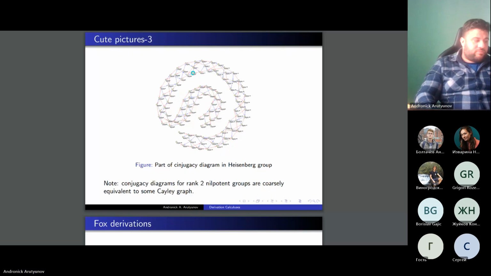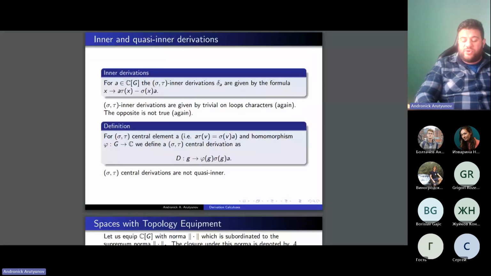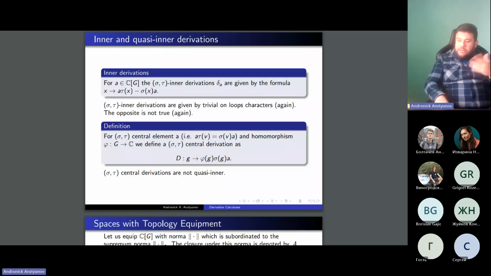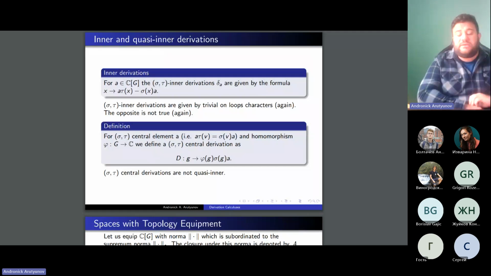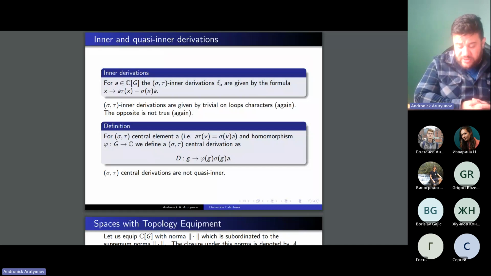Then, of course, you have the class of inner derivations, but they are not inner derivations in the common sense. They are sigma-tau inner derivations, also twisted. And also there are some quasi-inner derivations that are not inner, but a more interesting example, I think, is of non-inner, non-quasi-inner derivations. This example also works for common Leibniz derivations, of course.